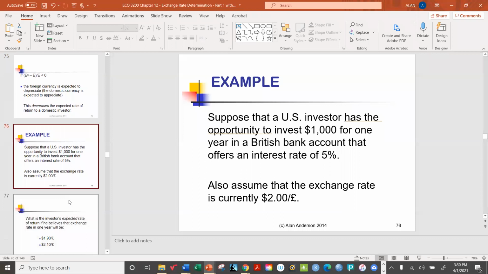All right, here's the numerical example that proves this. The U.S. investor has the opportunity to invest $1,000 for 1 year in a British bank account that pays 5%. In other words, this is a euro sterling deposit. The exchange rate is $2 per pound.